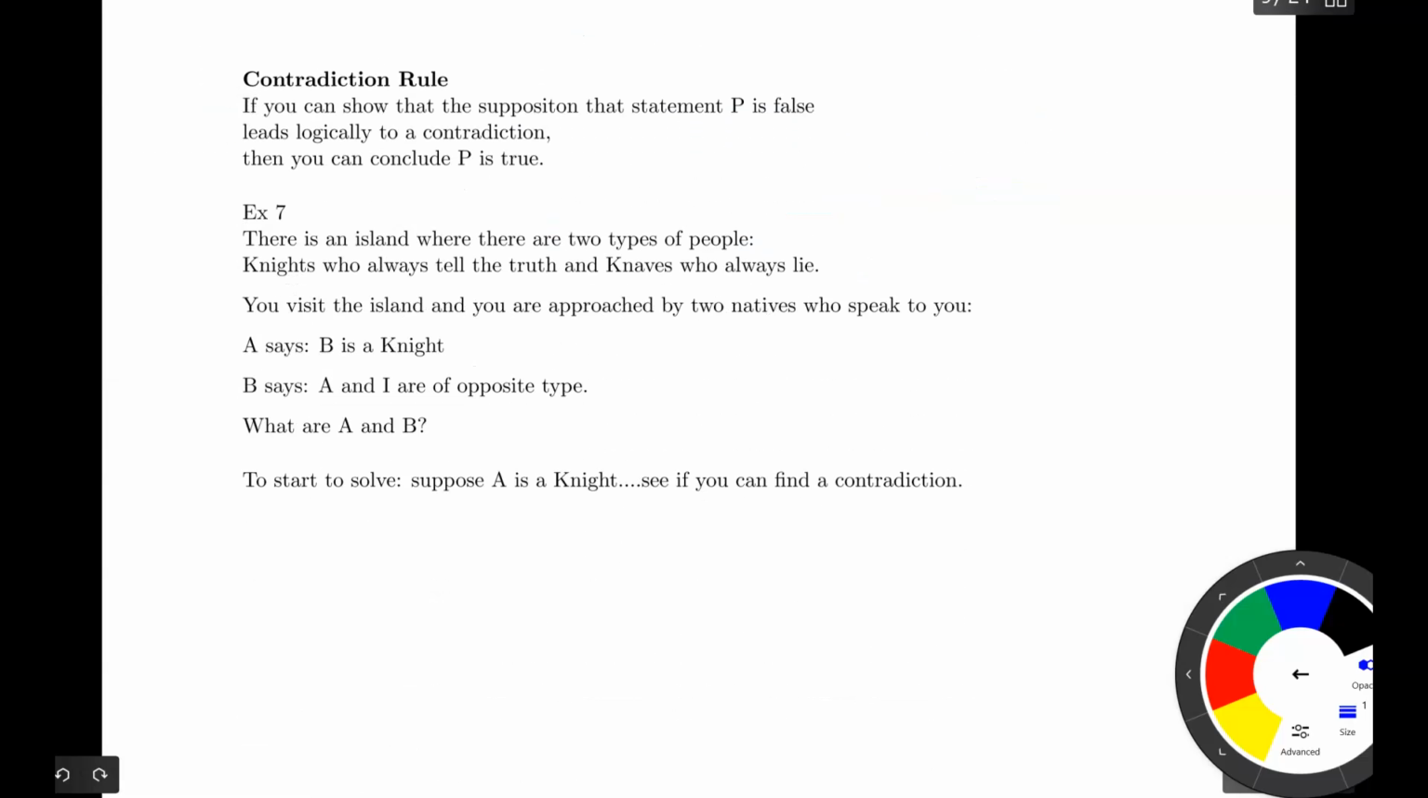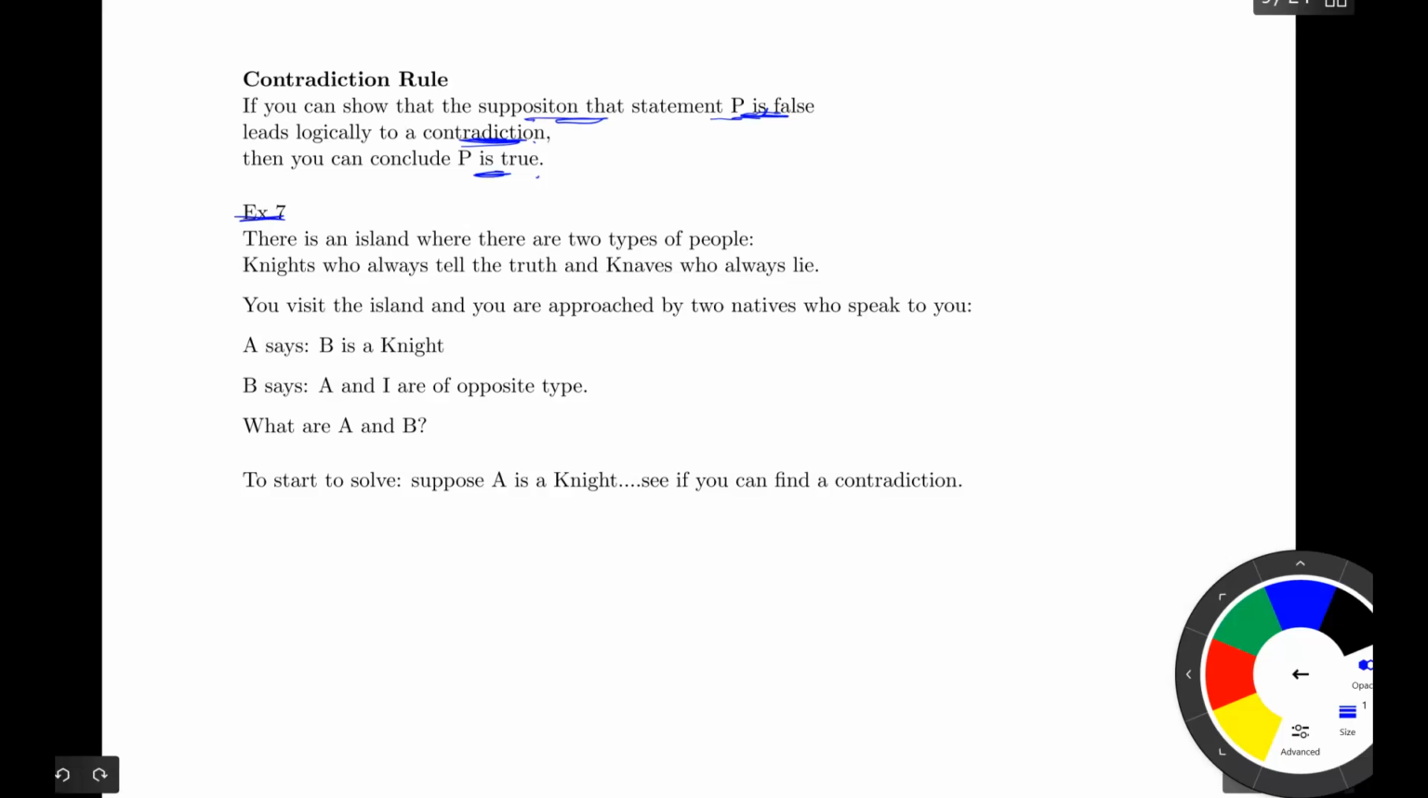All right, let's work through the contradiction rule. If we suppose that the statement P is false and that leads to a contradiction, then you can conclude that P is true. So you move through to find out if you can find a contradiction. You can assume something is true, and if that leads to a contradiction, then you can conclude it is false.